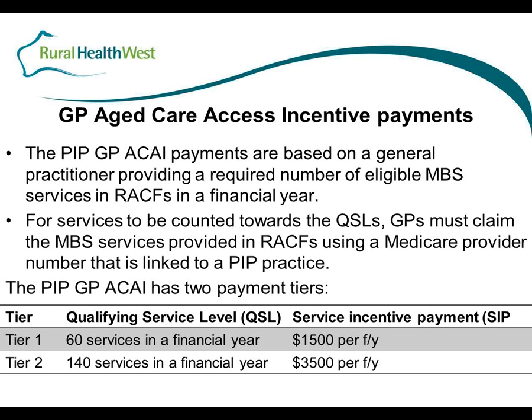The PIP GP Aged Care Access Incentive has two payment tiers. The first tier requires 60 services in a financial year to be eligible for $1,500 per financial year. The second tier requires 140 services in a financial year, which entitles $3,500 per financial year.